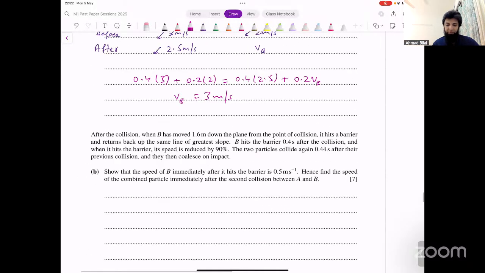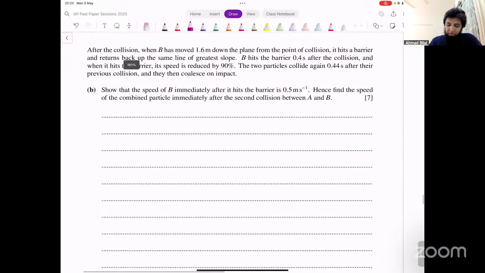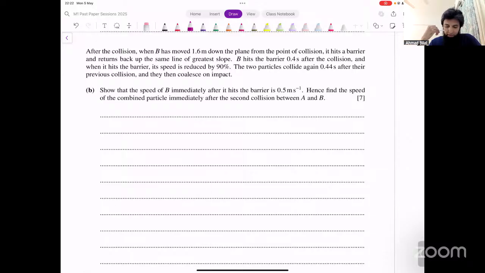Now, in the second part, they say, after the collision, when B has moved 1.6 meters down the plane from the point of collision, it hits a barrier and it returns up the same line of greatest slope. B hits the barrier 0.4 seconds after the collision, and when it hits the barrier, its speed is reduced by 90%. The two particles collide again 0.44 seconds after their previous collision, and then they coalesce on impact. Show that the speed of B immediately after it hits the barrier is 0.5. Hence, find the speed of the combined particle immediately after the second collision between them.